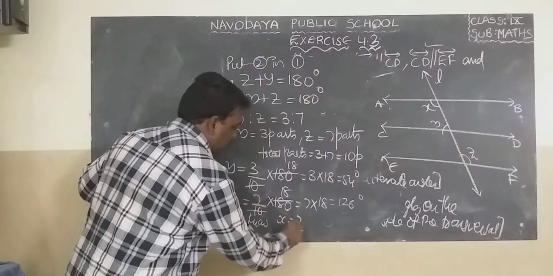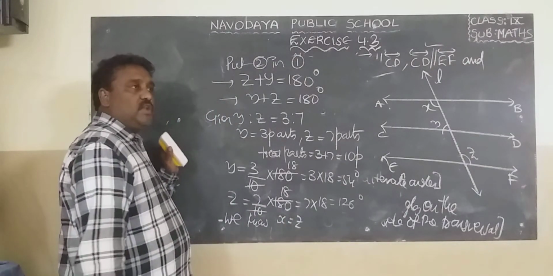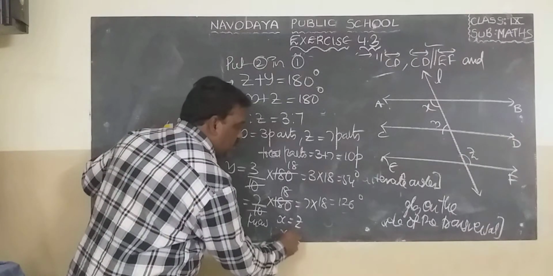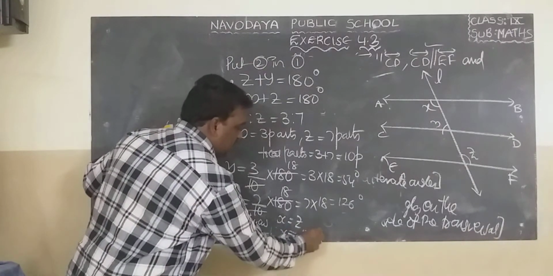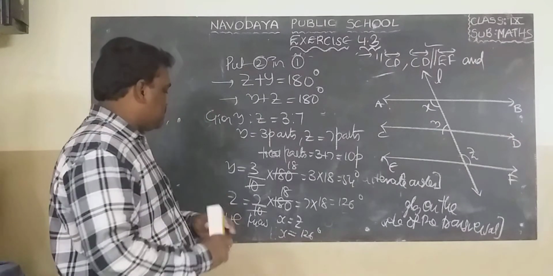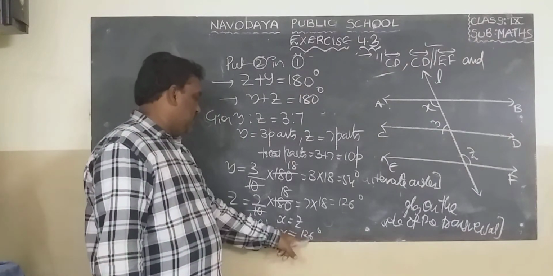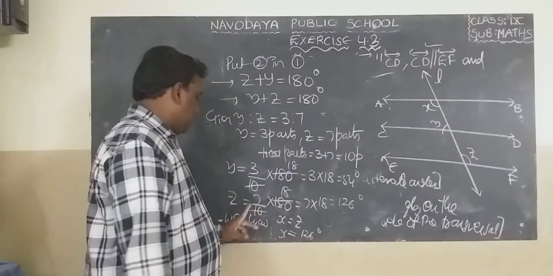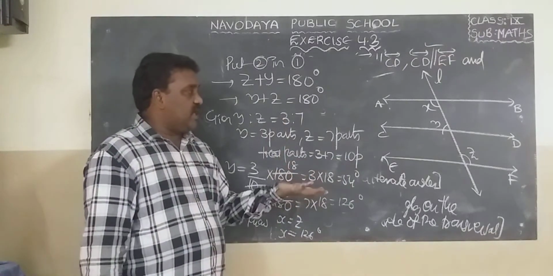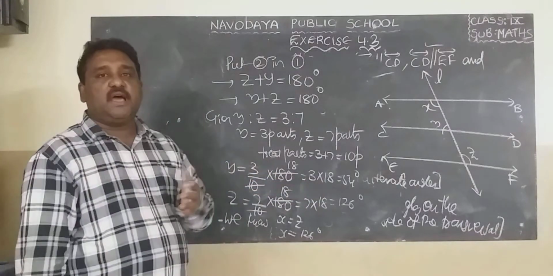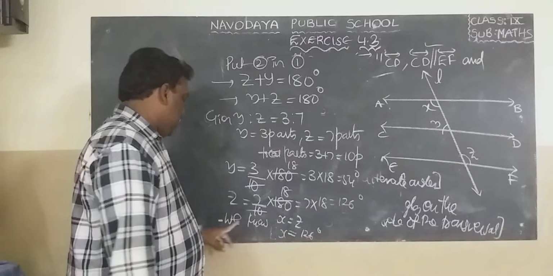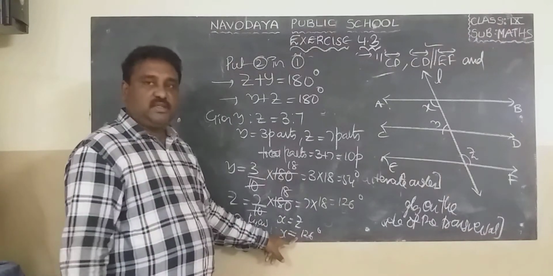We know x and z are equal. What we know? X and z are equal. Therefore, x equal to 126 degrees. X value how much? 126. X 126, y 54, z 126. X and z are equal. Why they are equal? Because they are interior alternate angles. So z value how much? 126. X value how much? 126.